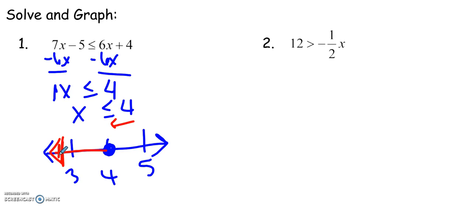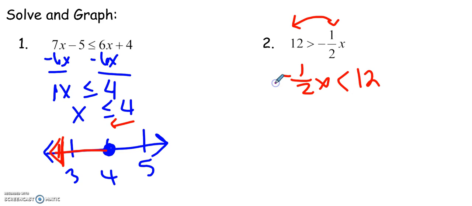All right, for the second one, our variable is on the right-hand side. We want it to be on the left-hand side. So we're going to turn this whole thing around. We're going to move the negative 1/2 x to the left, the 12 to the right. What that means is we also have to take the inequality and flip it around. It was opening toward the 12, so when we turn it from left to right, we have to reverse the inequality as well.